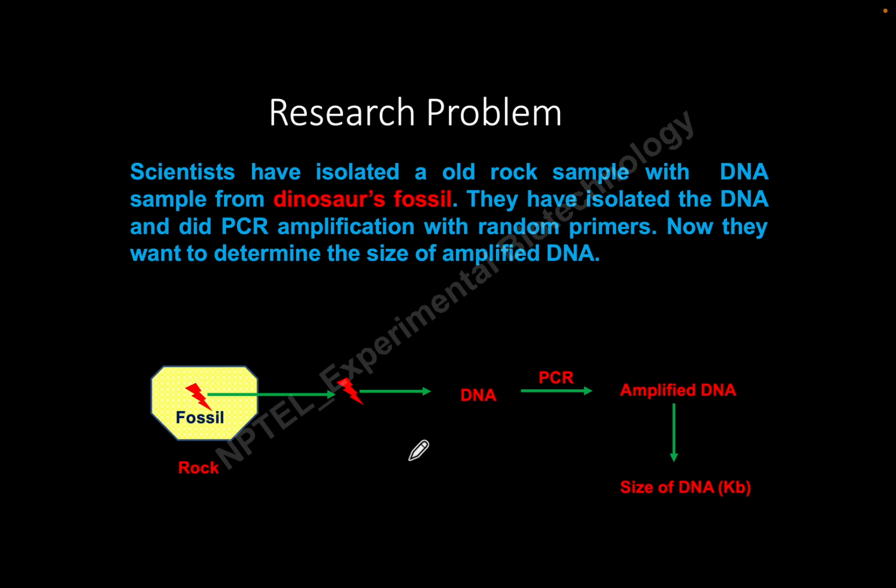Okay. So the first problem is, scientists have isolated an old rock sample with DNA from a dinosaur fossil. They have isolated the DNA and did PCR amplification with random primers. Now they want to determine the size of the amplified DNA. So this is a fossil, the rock, and then what they did, they amplified the DNA by PCR, and then they analyzed the size of the DNA.